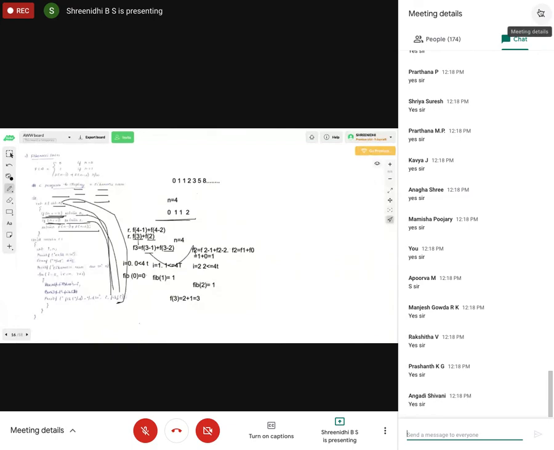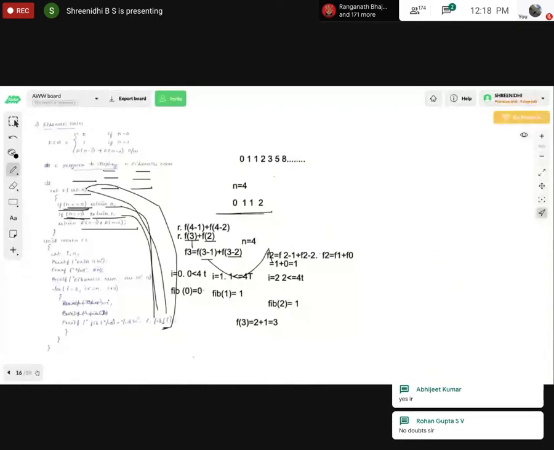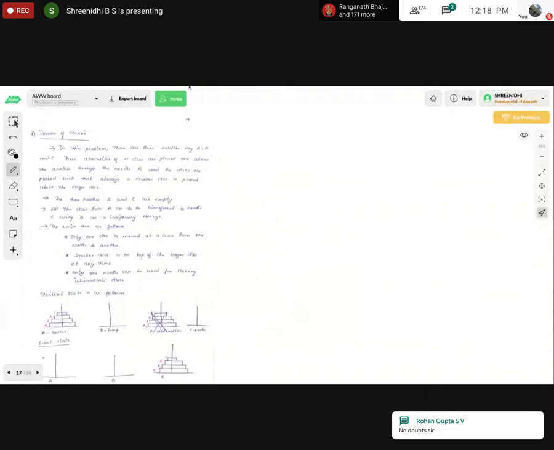And the next topic is very, very important. Every time in the exam they have asked Tower of Hanoi for 6 to 8 marks. So we'll move to the next topic, Tower of Hanoi. Before that, I'll show one thing.